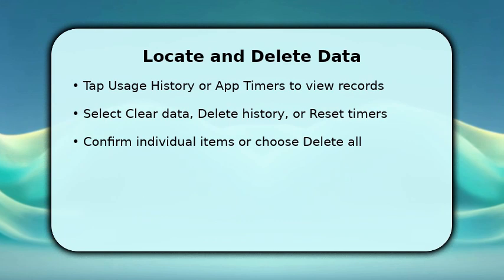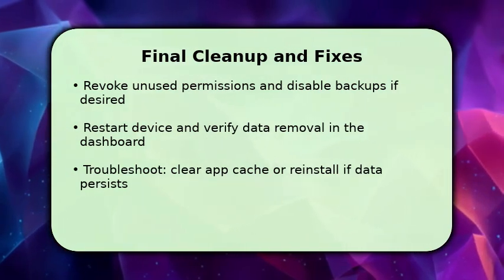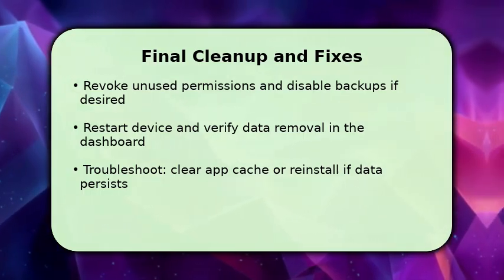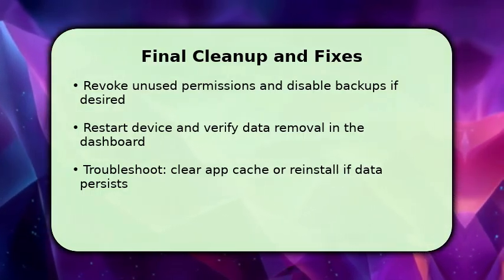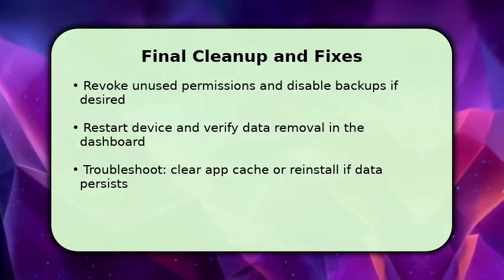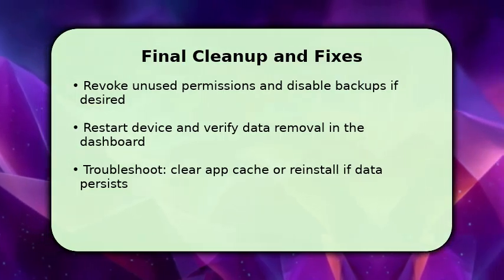Finish by revoking any permissions you no longer want assigned and disable auto backups if your goal is to prevent future retention. Once done, restart the device and reopen Digital Wellbeing to verify that usage graphs and timers show 0 or default values. If some records persist, clear the app cache or force stop, then try deletion again.